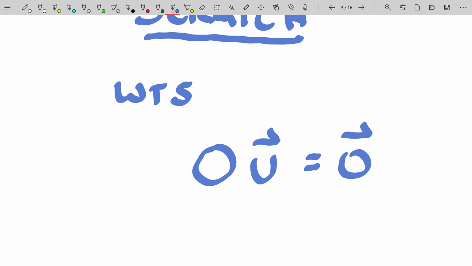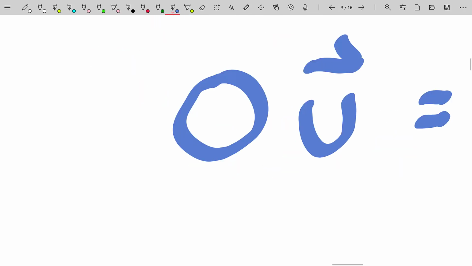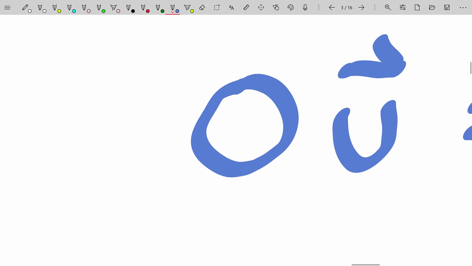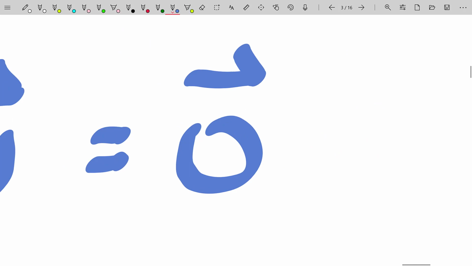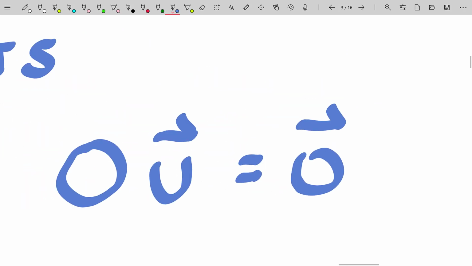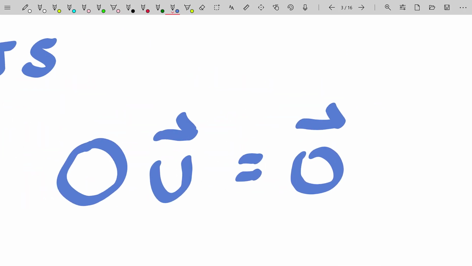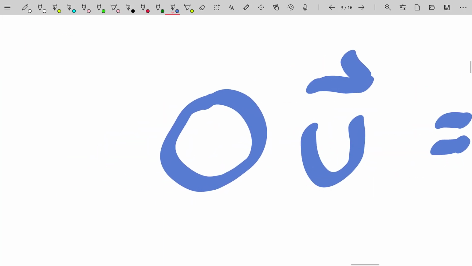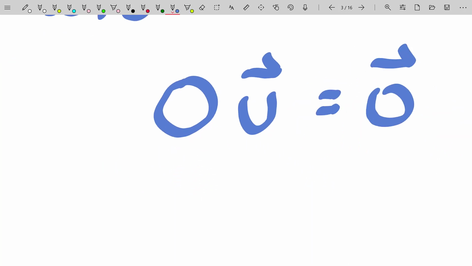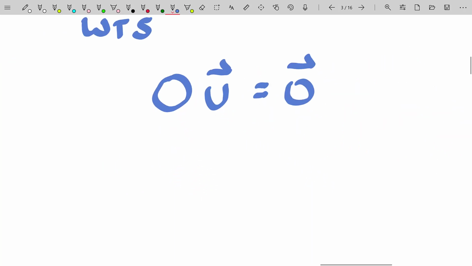There are two ways to go about this that I can see offhand. I want to either start on the left-hand side and eventually arrive at the right-hand side, or I want to start at the right-hand side and end at the left-hand side. The trick to most of these type of equation proofs is to start on the uglier of the two sides. So I'll start with 0 times u. And I'll take a look, again, doing some scratch work here. I want to eventually arrive at the 0 vector.